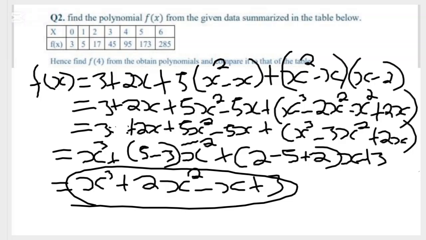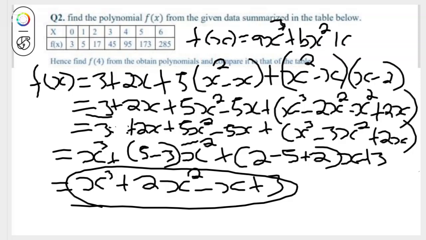So the next thing, I will use the polynomial. That formula that I wrote before, I'm going to use it, which says f of x equals ax cubed plus bx squared plus cx, and also plus d.